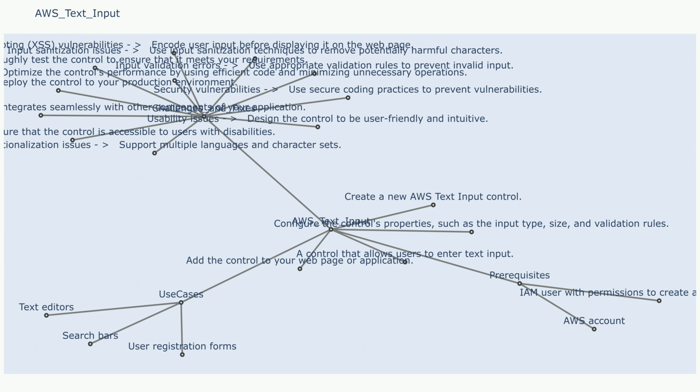Deployment issues. Deploy the control to your production environment. Use a continuous integration and continuous delivery (CI/CD) pipeline to automate the deployment process. Monitor the control's performance in production. Roll back to previous versions if any issues arise.